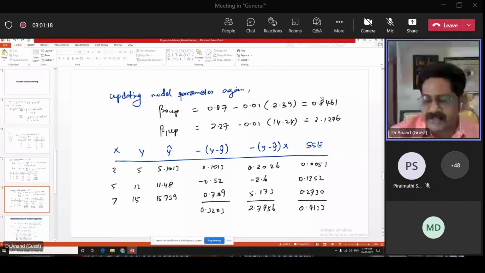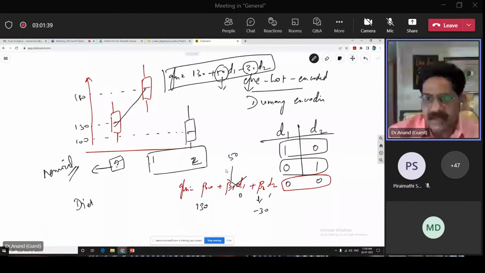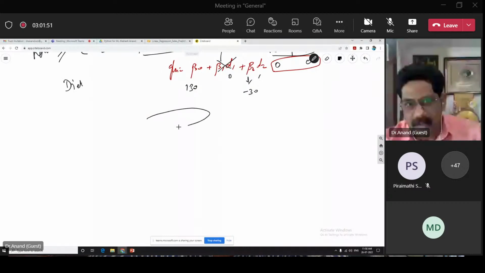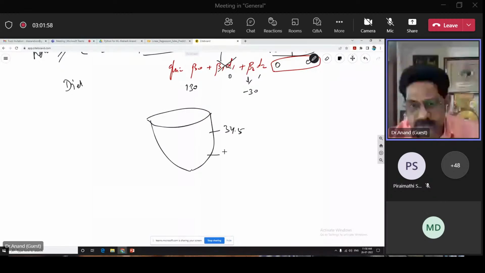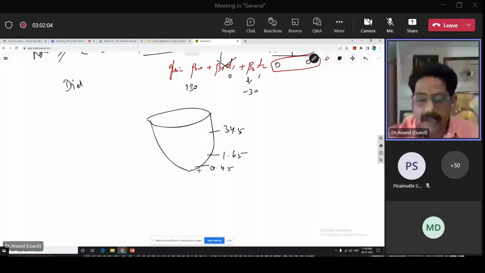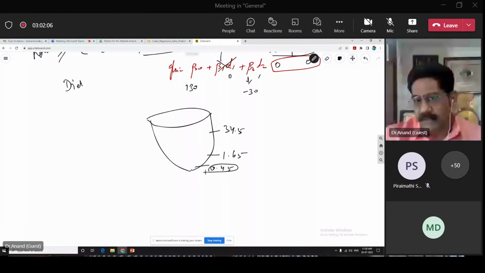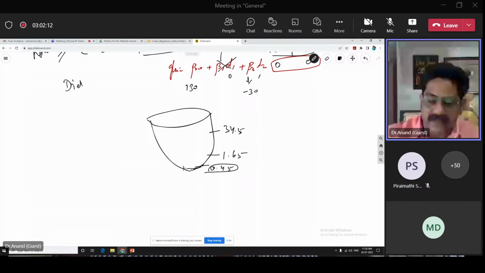So with 2 consecutive iterations, there is no further reduction in your SSE score, or your SSE score becomes saturated. There is no further update. There is no significant change in the slope and intercept. What happened? Initially, your SSE score was somewhere around 34.5. Then with one iteration it reduced to 1.65. Then it reduces to 0.45 something. For 2 consecutive iterations there is no further reduction. Almost, once this gets saturated, it started increasing. That means it started increasing in the opposite direction.